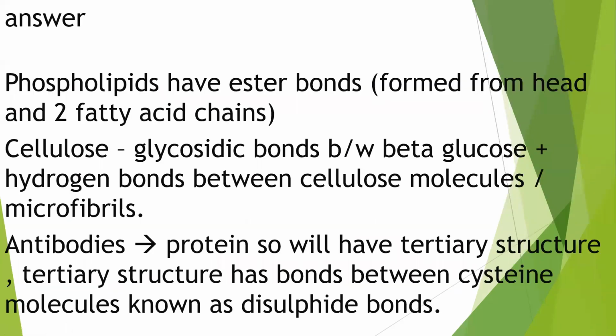Okay. Let me just repeat everything that I just said so you have a better understanding. Phospholipids have ester bonds, which are formed between the head and two fatty acid tails. Cellulose forms glycosidic bonds, but more importantly, the question asks about hydrogen bonds, between cellulose molecules and microfibrils. Antibodies are proteins which have a tertiary structure, and in the tertiary structure they have bonds between cysteine molecules, right? So they form disulfide bonds.